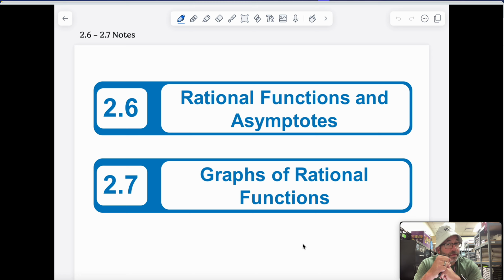Today, we've got a lesson on rational functions and asymptotes and the graphs of these.